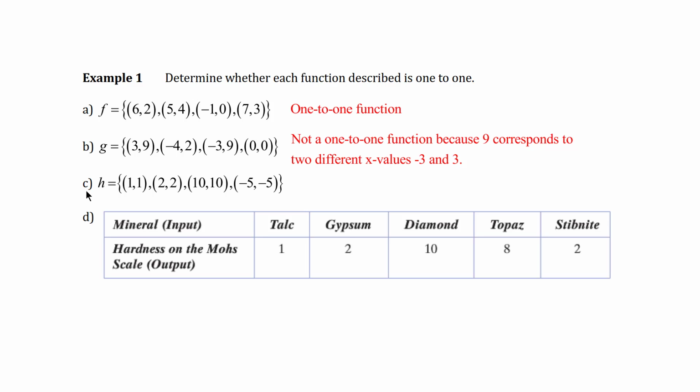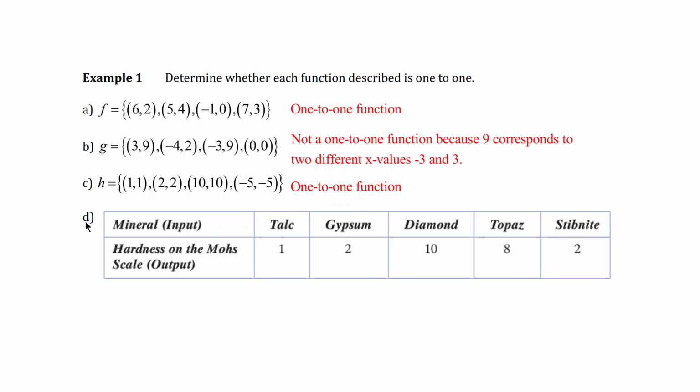For part C, we have the function h is equal to the set of ordered pairs (1, 1), (2, 2), (10, 10), and (-5, -5). We could see here that each y value corresponds to exactly one x value. 1 corresponds to 1, 2 corresponds to 2, 10 corresponds to 10, and -5 corresponds to -5. So this function h is a one-to-one function.